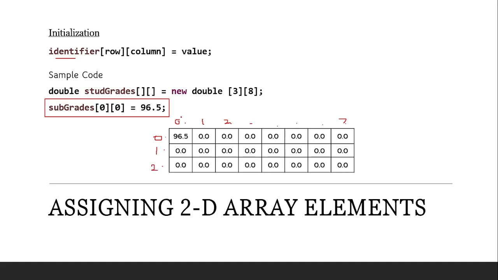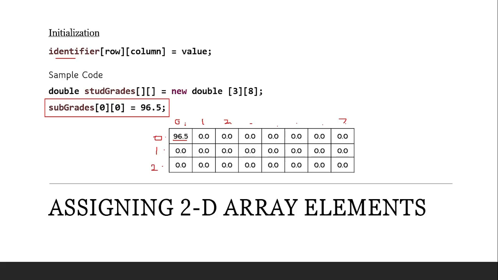So, I need to locate the row 0. This is row 0. And then the column 0. Row 0, column 0 is this one. Kaya as you can see, ang value ng ating row 0, column 0 is 96.5. So yes, basic kung paano ba tayo mag-assign or mag-initialize ng value inside our 2D array. So you just need to determine where is the row and where is the column.